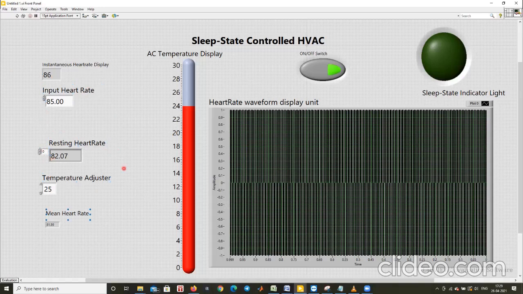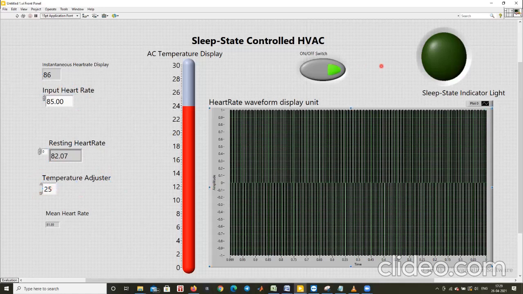And there are two input windows here as well. First is the input heart rate. Since this is a simulation, to display the working of the unit at our ease, we input the heart rate ourselves. The instantaneous heart rate is input by us, the user, for display purposes. But in the actual physical project, this instantaneous heart rate will be provided by a smart band or a smart watch, or similar devices. Next, the temperature adjuster. This is equivalent to the thermostat that is present in most households. Here you can enter the temperature and you can see the temperature display change.